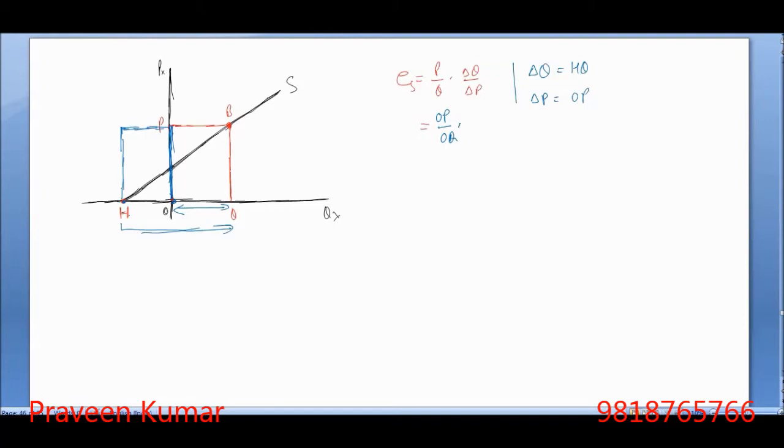If you see, this height and this height is the same. Yes or no? Change in price is again OP. So in place of delta Q, we'll write HQ, and in place of delta P we'll write OP. Now OP and OP will cancel out and you will have HQ upon OQ. Is that okay?